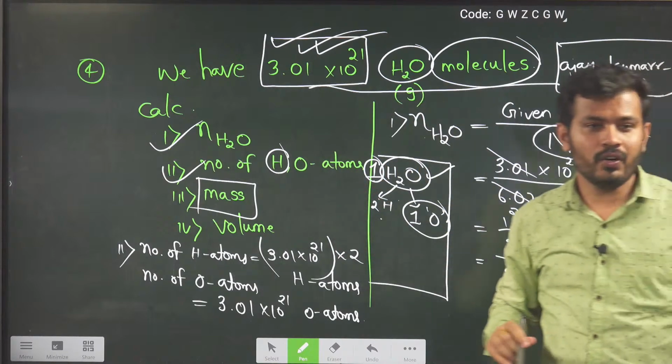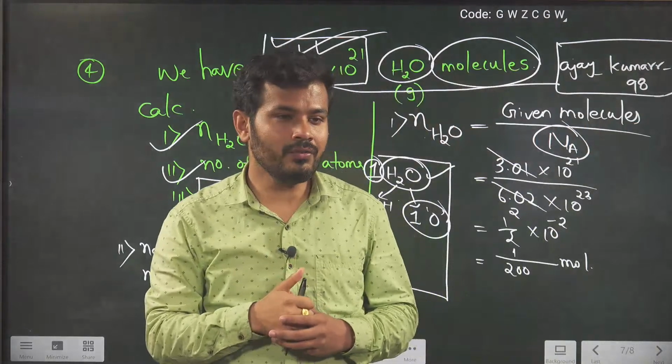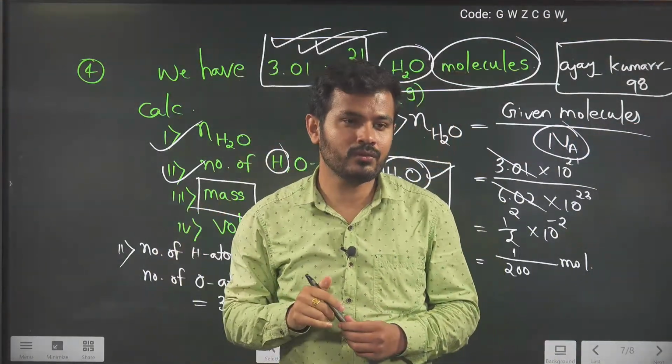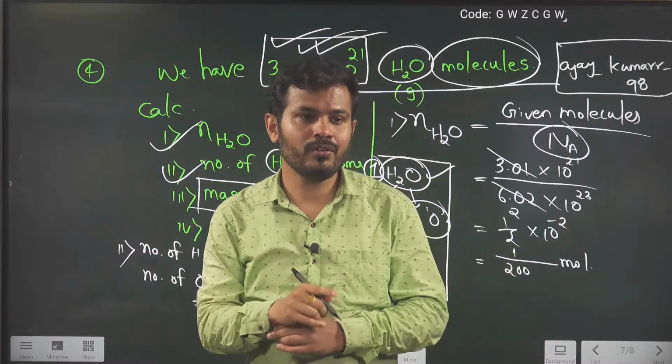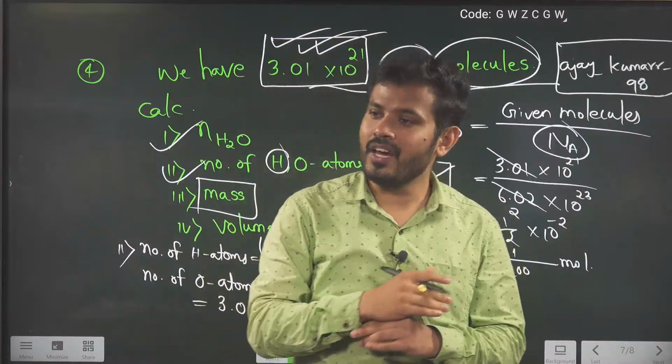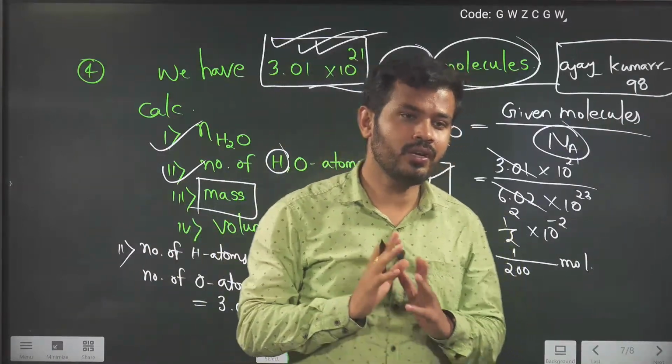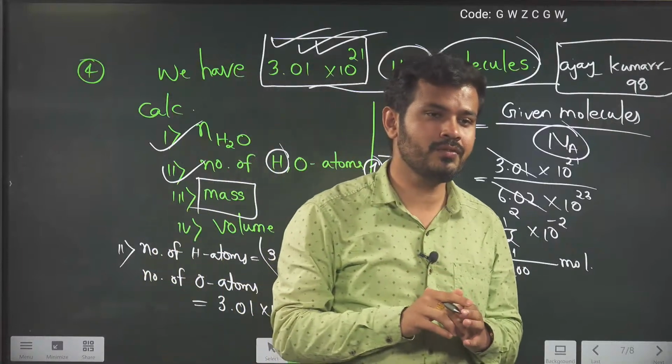So what is the thumb rule? The only thing you have to remember is whatever is being given in the question, you have to calculate the number of moles, and from number of moles everything remaining you can calculate. The only thing you have to calculate is number of moles in the first and foremost step.